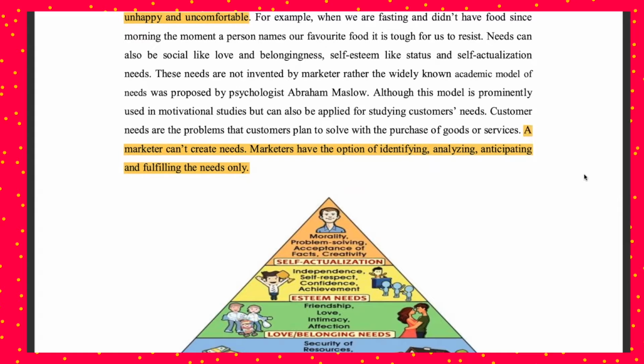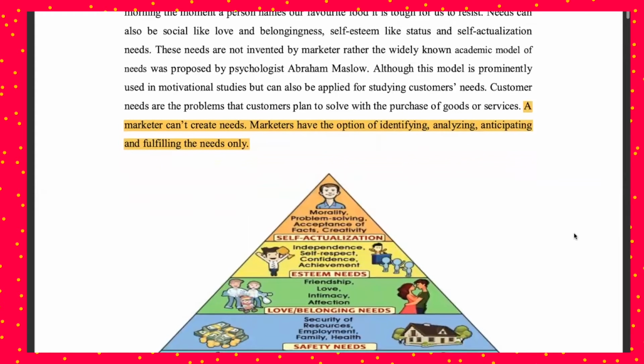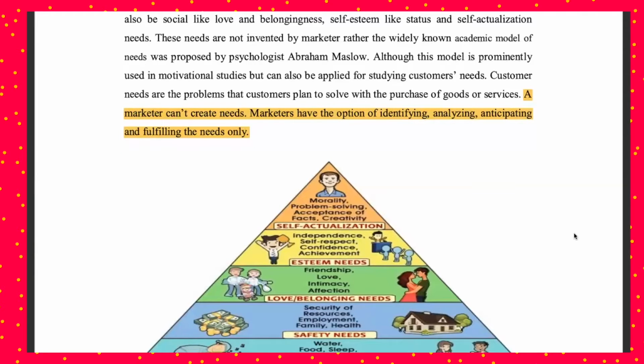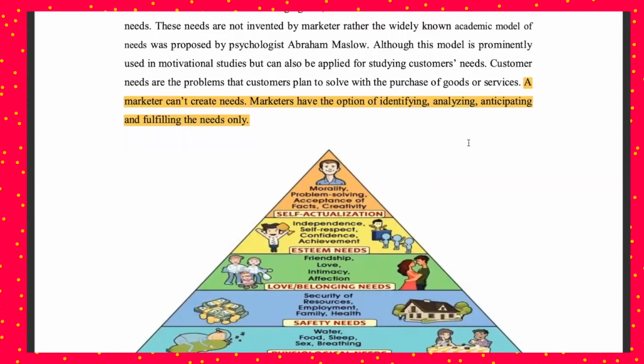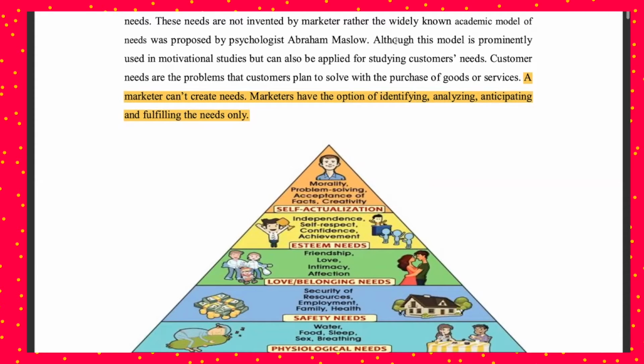It can be intangible. These needs are not invented by marketers, rather they are a widely known academic model of needs that was proposed by the psychologist Abraham Maslow. A marketer can identify where a person's need is, like in case a person needs security of resources like employment or health, then the marketer will identify that their need is under the safety needs. So now they will look into it more. Although this model is prominently used in motivational studies, it can also be applied for customer needs. It is often used by psychologists, but it can be used here as well.